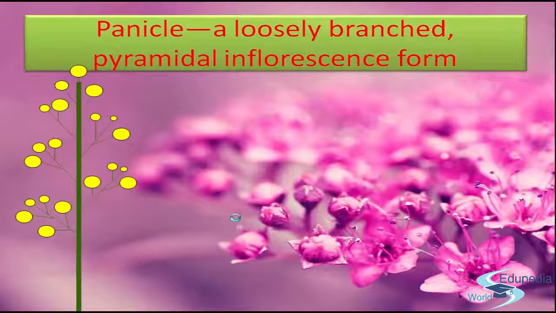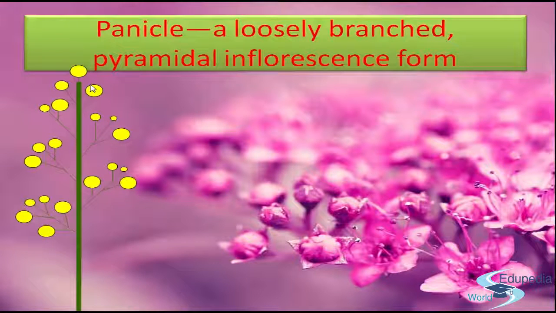Now comes your panicle. Panicle is a branched raceme. The peduncle produces a number of branches in acropetal succession, and on these branches pedicellate flowers are produced in acropetal succession. This kind of inflorescence is seen in mango. Panicle is a loosely branched pyramidal inflorescence in which the peduncle produces a number of branches. As you can see, this is a peduncle and it bears a number of branches in acropetal succession. Older ones are at the base and the younger ones are at the tip or apex.